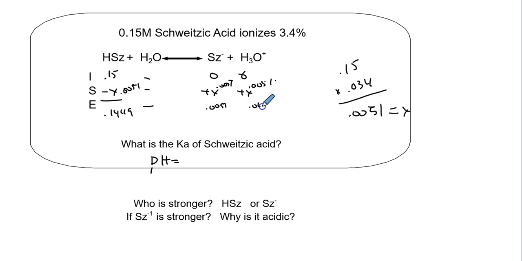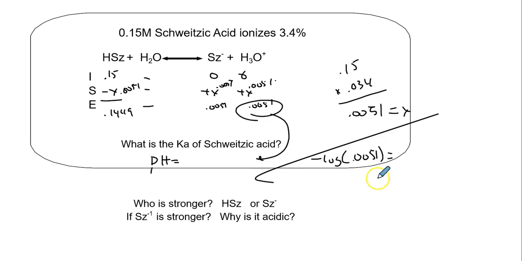0.1449 and 0.0051. Take the negative log of this guy to get the pH. Negative log of 0.0051 will give me my pH. You'll note that just on that number, 0.0051, it's acidic because it's bigger than e to the negative 7. So negative log of 0.0051 is 2.29, which of course is acidic.